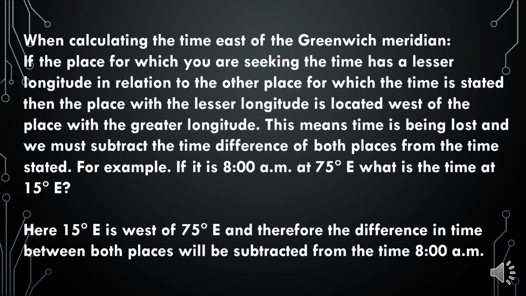For example, if it is 8 a.m. at 75 degrees east, what time will it be at 15 degrees east? Here, 15 degrees east is west of 75 degrees east, and therefore the difference in time between both places will be subtracted from the time 8 a.m.